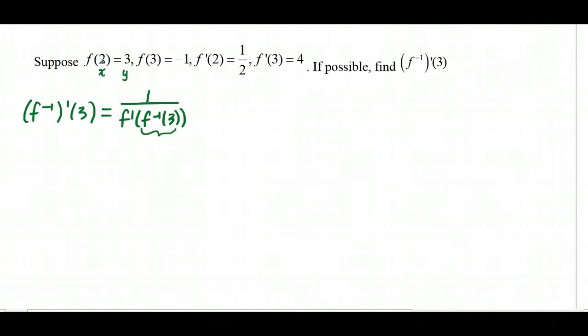So what did I have to plug into x to get out 3? I had to plug in 2. So that means that f inverse of 3 is 2. So this piece of information is meant to throw you off. They gave you f of 3 equals negative 1. But f of 3 is not the same as f inverse of 3. So I actually don't need this piece of information.